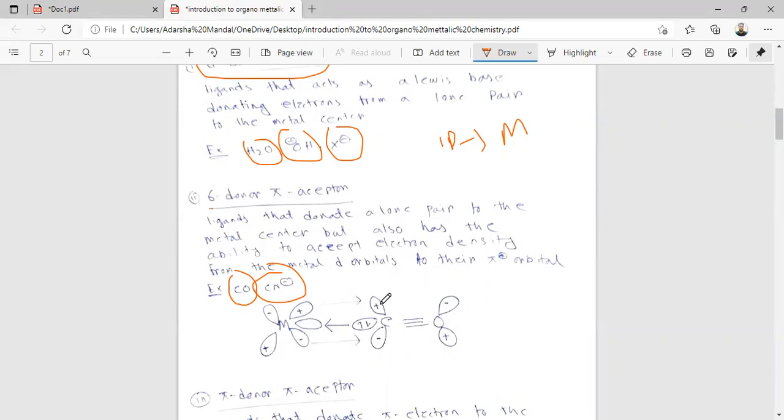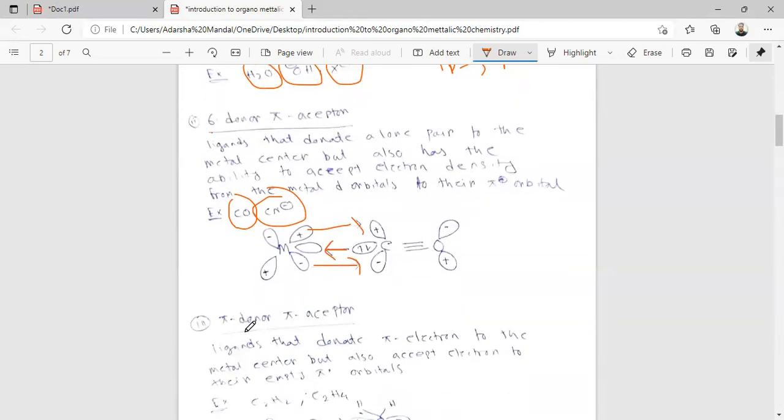So here, there is a lone pair on this carbon atom. It will donate this lone pair to the vacant d orbital of the metal, and this CO molecule has a vacant pi star orbital, so it will accept electrons from the filled d orbital of the metal center. So there is electron donation from the carbon atom and electron acceptance from the metal center into the pi star orbital of this CO molecule. So this is an example of a sigma donor or pi acceptor ligand.